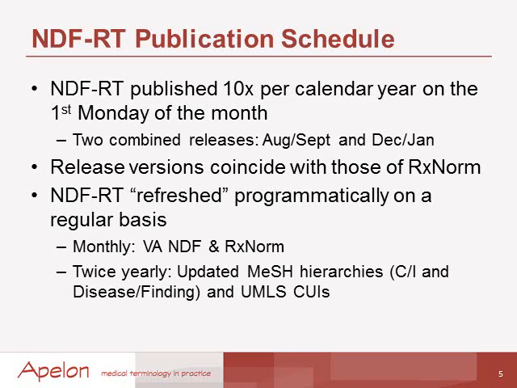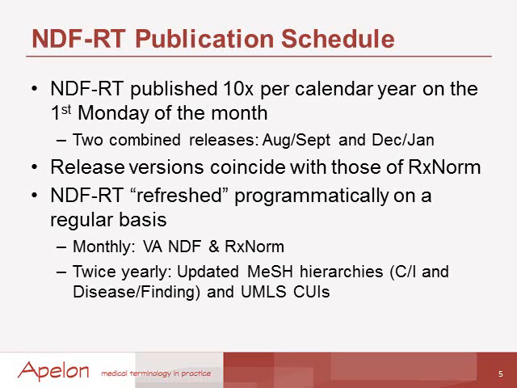In 2009, NDF-RT began to be released 10 times per calendar year on the same date as NLM's publications of RX norm occurred. There are 2 combined releases which occur for the months of August and September and December and January. NDF-RT is released on the first Monday of the month or the first Tuesday if a federal holiday falls on the first Monday, to coincide with RX Norm. Content in both NDF-RT and RX Norm is synchronized each month so that the next month's release of either terminology represents the most current version of the other.